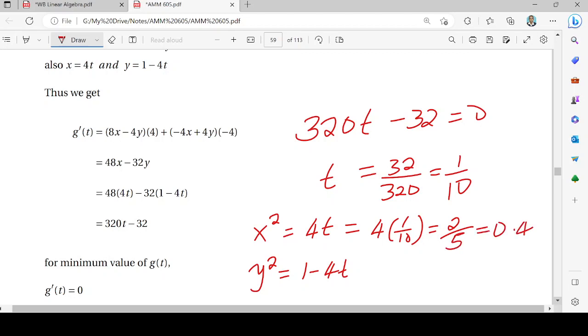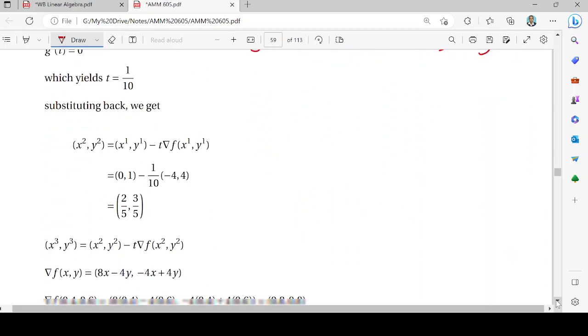And y2 will be 1 minus 4 times 1 over 10, which is 6 over 10, or 3 over 5, or a value of 0.6. So these are the values of x2 and y2.